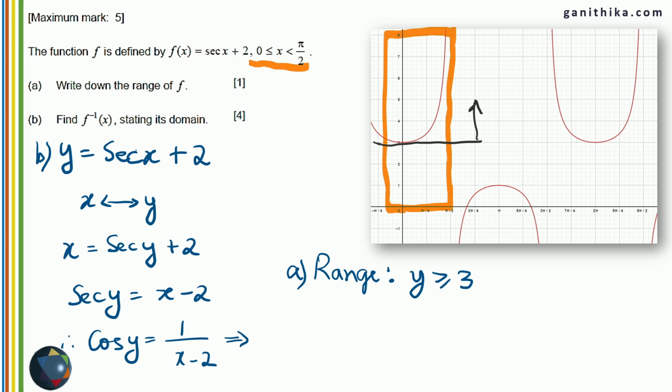Now you can take arc cos on both sides. So y is equal to arc cos of 1 by x minus 2. Therefore, f inverse of x is equal to arc cos of 1 by x minus 2.